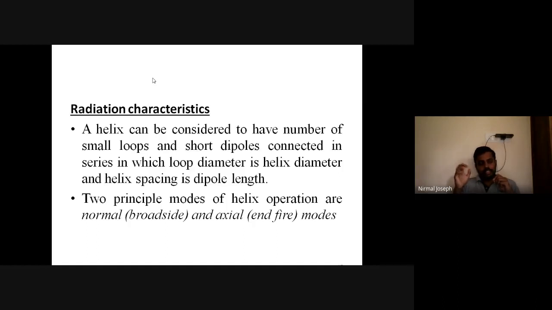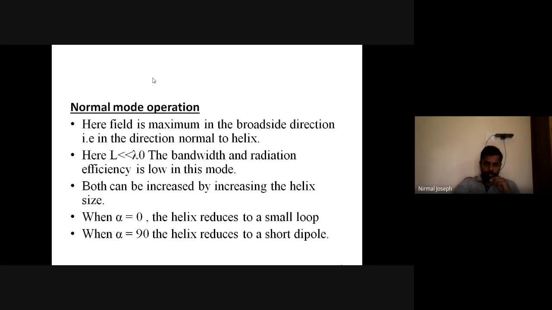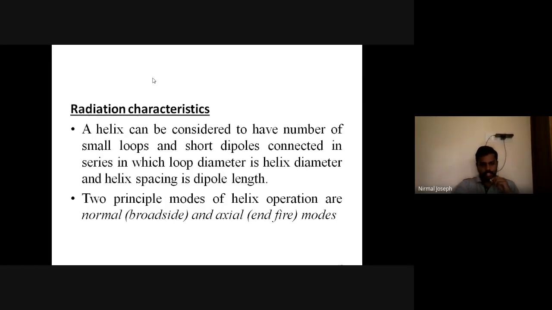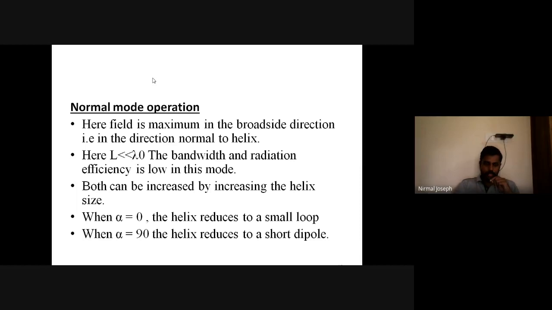Based on that, we are going to analyze the two principal modes of operation of a helical antenna. Basically, there are two principal modes of operation for a helix. First one is normal or broadside, and second one is axial or end fire mode. We will see one by one. Normal mode of operation is broadside, and axial mode is the end fire case. You already know what is broadside and what is end fire.